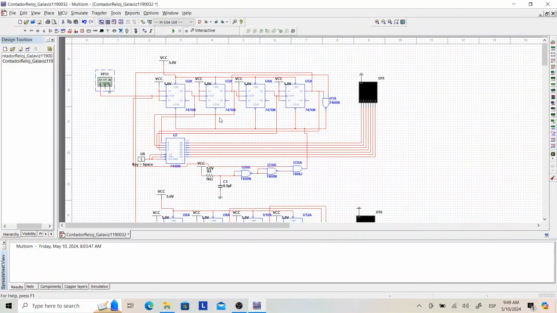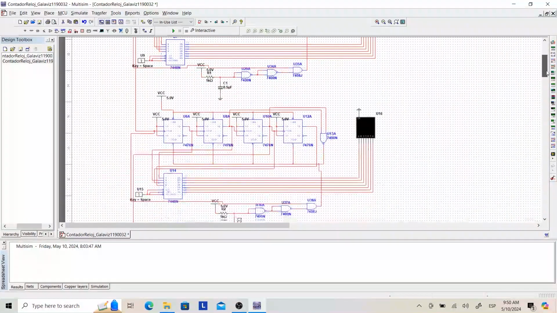Now, regarding the 7-segment display, this gate has its inputs connected to the outputs of each flip-flop. So the A input is connected to the Q output of the first flip-flop. The B input is connected to the second flip-flop, the C input to the third, and the D to the fourth. The 3 remaining inputs are connected to this digital signal of 1, and each output is connected to its corresponding input in the 7-segment display. This arrangement is the same in every counter.